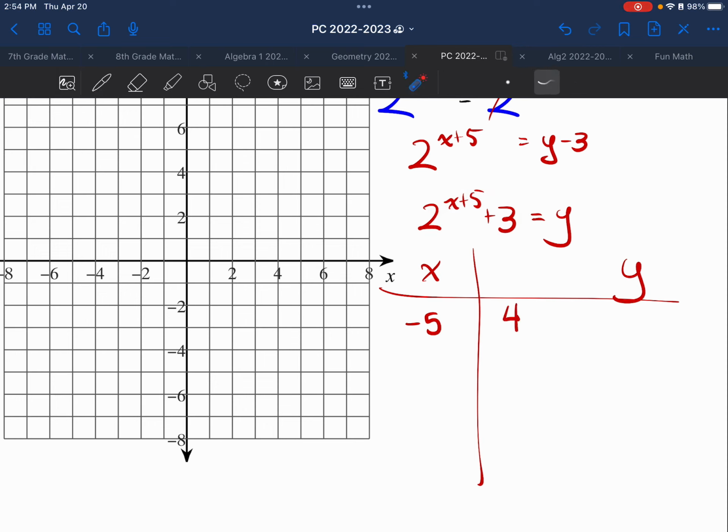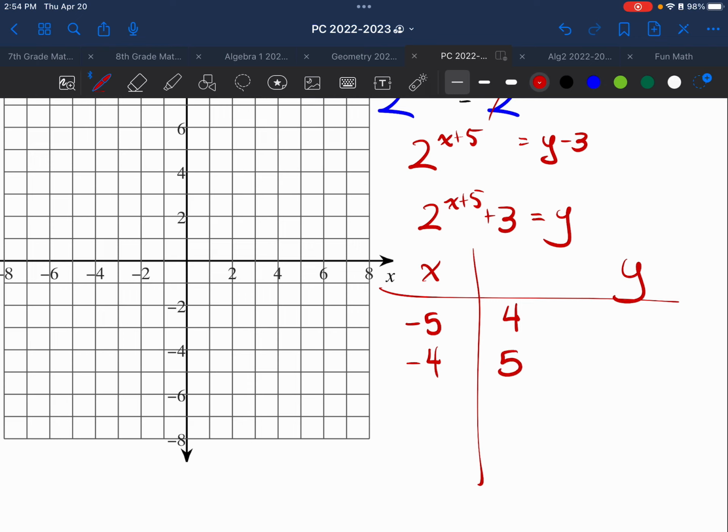And then what do I want to do? Well, I don't want to flip this. It's a nice number, so I'm going to make these positive. So I'm going to go up a little bit. Up from -5, we'll go to -4. And check it out, -4 plus 5 is 1. So this power up here is 1. 2 to the power of 1 is 2, and 2 plus 3 is 5.